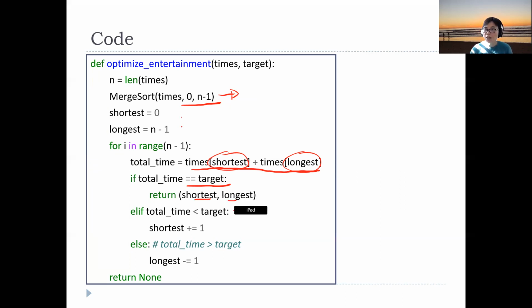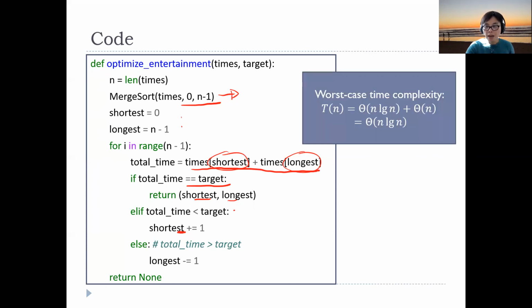But if it's smaller than the target, what does it mean? It means the current smallest one is too small, because even when this movie is paired with the largest possible, the movie with the largest length time, it is still not enough, okay? That means this one can be ruled out. So we rule it out, and meanwhile, we increment the shortest index by 1. Okay, and then the same for the longest one, otherwise.